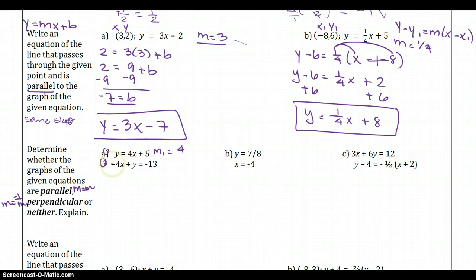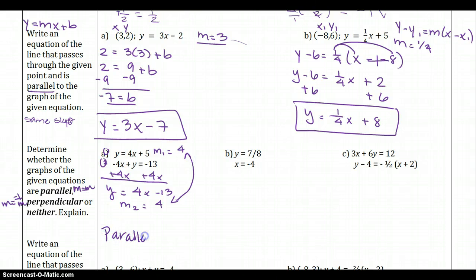Now for line 2, however, we have to make some changes because I need to get y by itself. So I'm going to add 4x and add 4x, and I have y is equal to 4x minus 13. The slope of line 2 is 4. Because these are the same, these two lines are indeed parallel. Same slope.